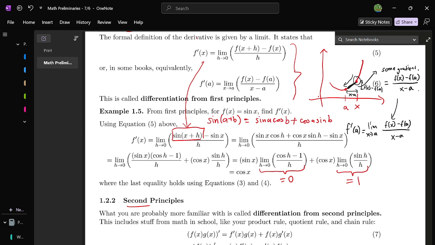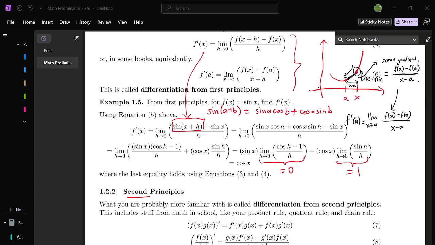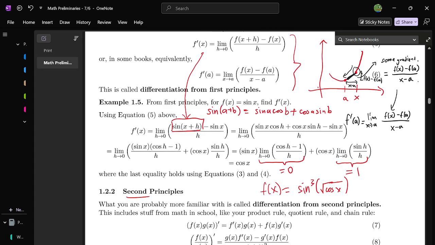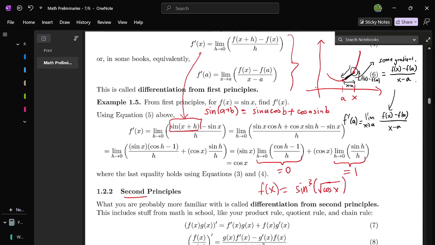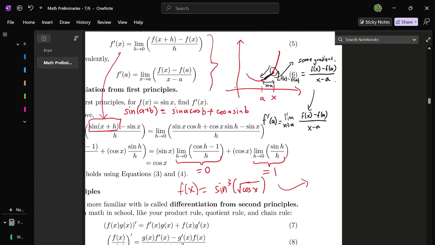But most of the time, you won't want to be dealing with such messy limits. For example, if I give you some random function, let's say I give you f(x) equals sine cubed of square root of cosine x, something like that. Well, of course, you wouldn't want to plug in. Of course, you wouldn't want to do this, right?